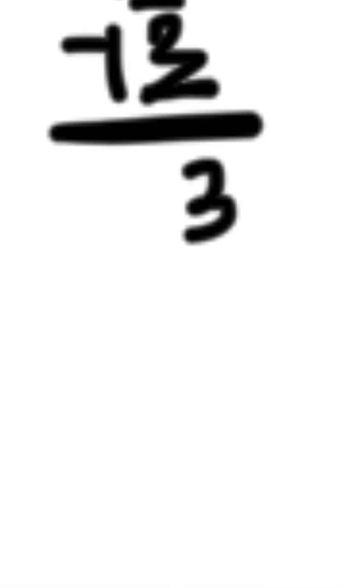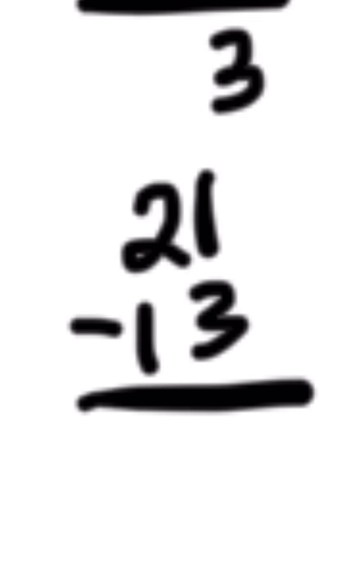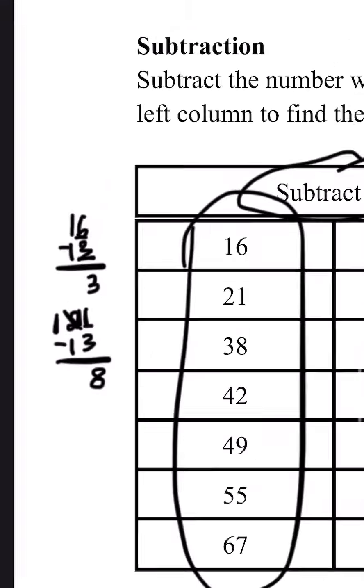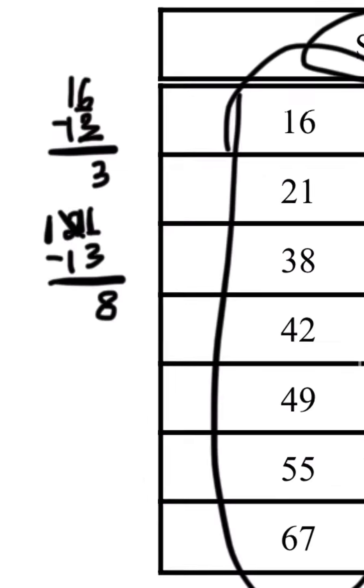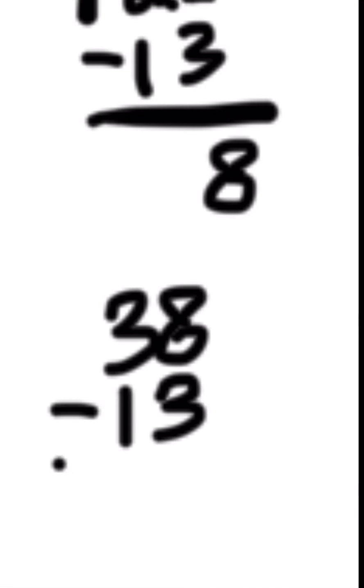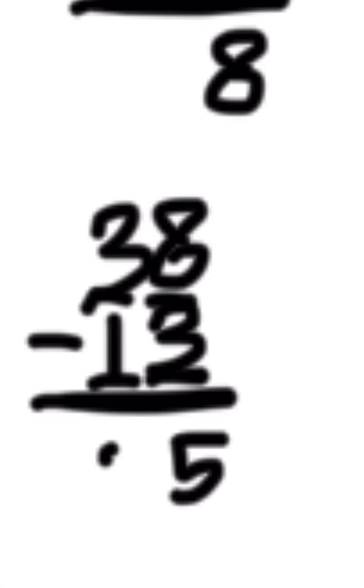And now we need to do 21 minus 13. And 2 becomes 1, and 1 becomes 11. And 11 minus 3 is 8, and 1 minus 1 is 0. So 8 is the answer for the second one. And 38 minus 13. 8 minus 3 is 5, and 3 minus 1 is 2. So 25 is the answer for the third part.